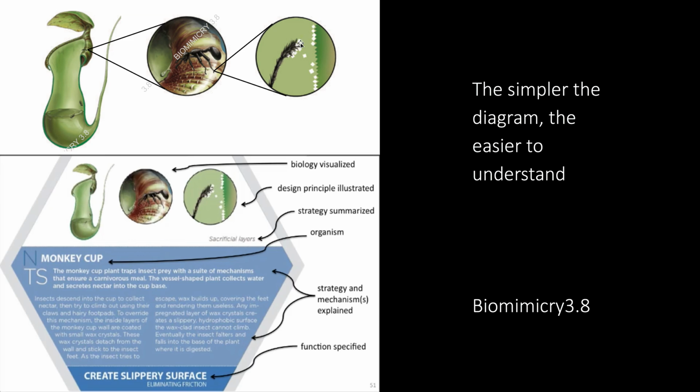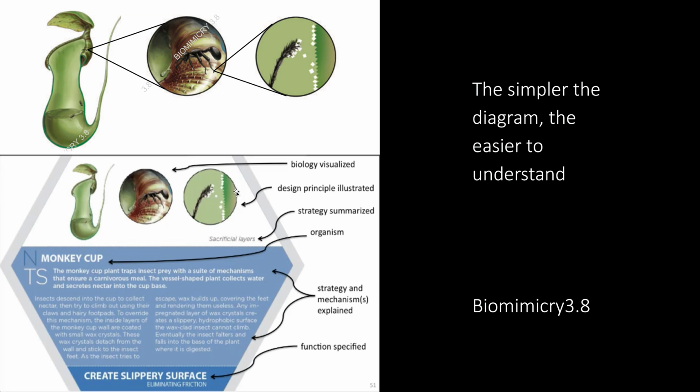So you zoom in again, and you'll see the little wax particles that stick onto the foot of the ant and make a slippery hydrophobic surface. So the ant slips in and is digested by the plant. So in the bottom half, you'll see how the biology is visualized. Then in the far right circle, you see the design principle illustrated in what's happening at the point when it slips in. And then you'll see the strategy, summarized really briefly in the words sacrificial layers. So the pitcher plant will use sacrificial layers to survive, to gain food.